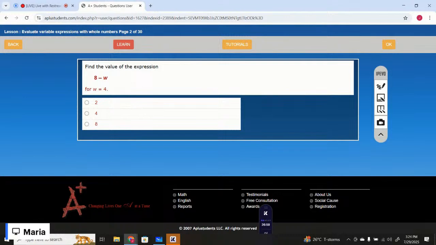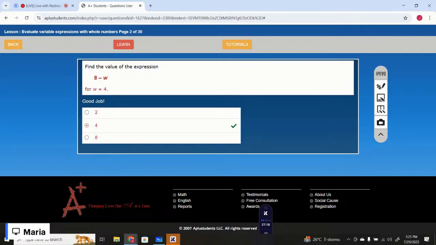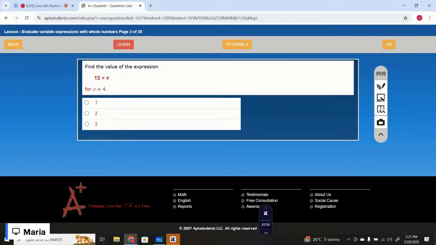Find the value of the expression 8 minus w. That is 8 minus 4. 8 minus 4 is 4. Option number 2 is the correct option. Find the value of the expression 12 divided by v.